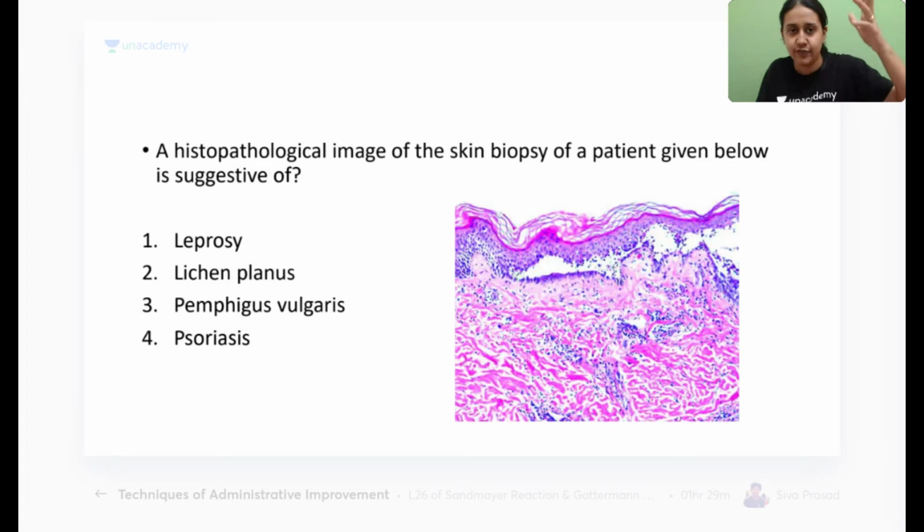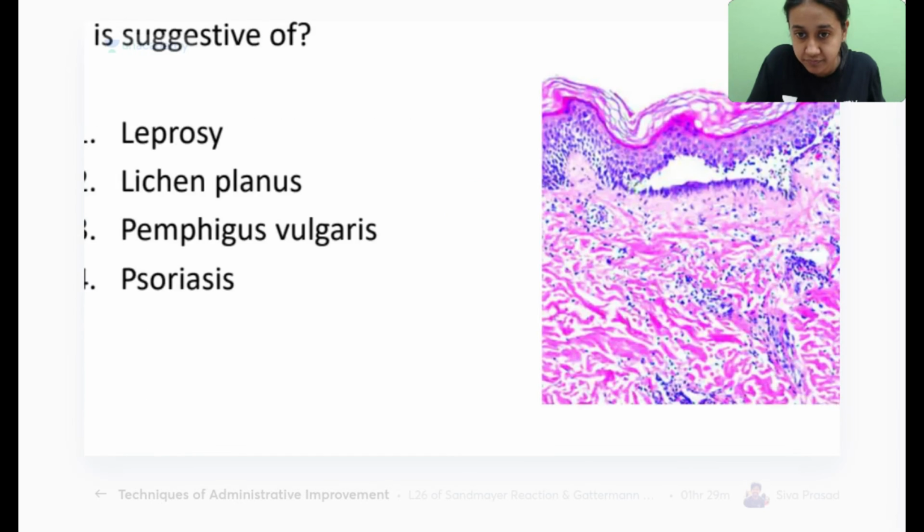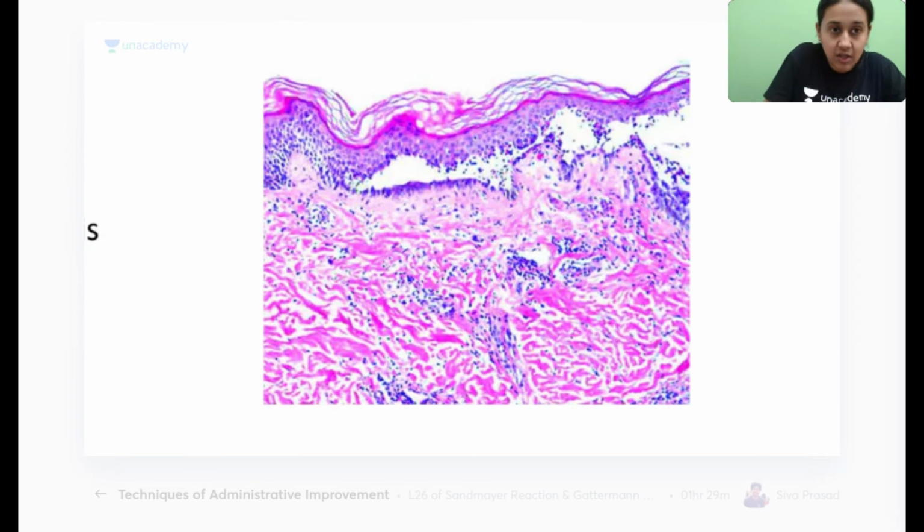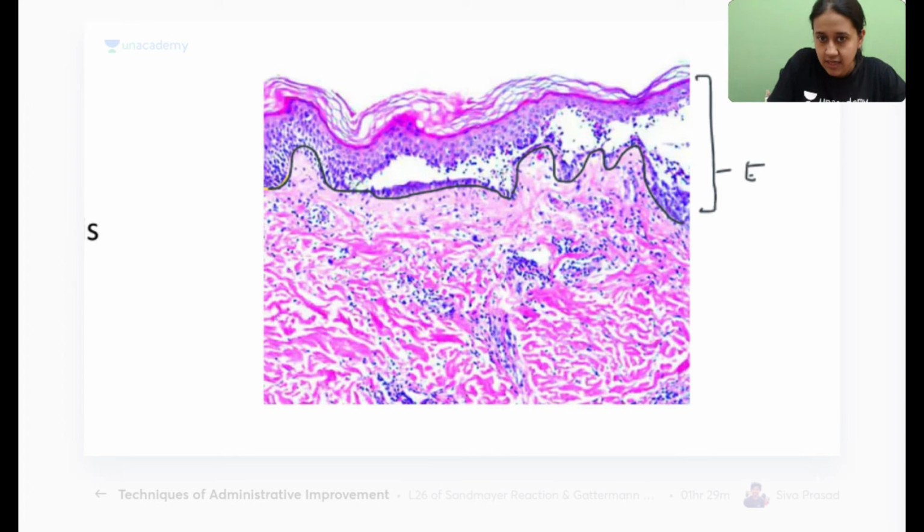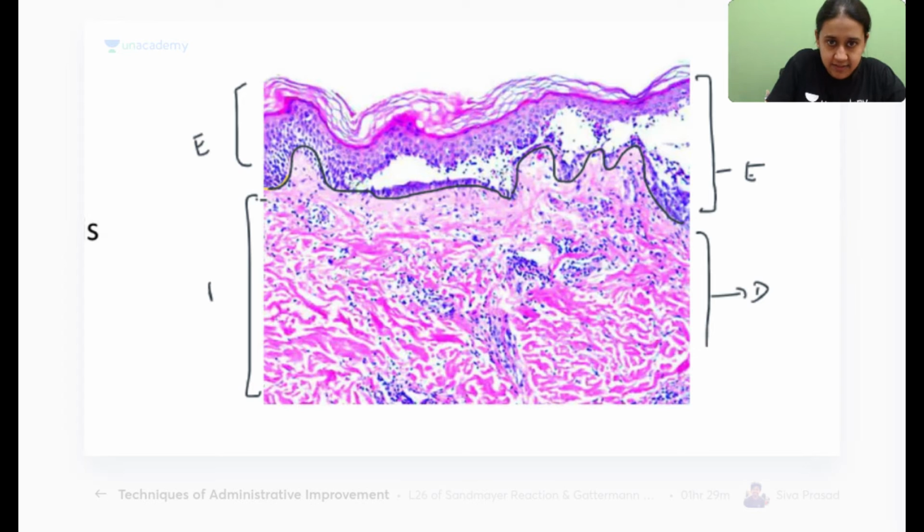Now please listen to me for the next few minutes. Whenever you get a question from histopathology of skin, always try to identify whether the pathology lies in the epidermis or dermis. Now please look at this image. Now I hope you can make out that this is the dermo-epidermal junction. Please give me a thumbs up if you can make at least this much. So this is the epidermis and this is the dermis. Clear, all of you? This is the dermis and this is the epidermis.